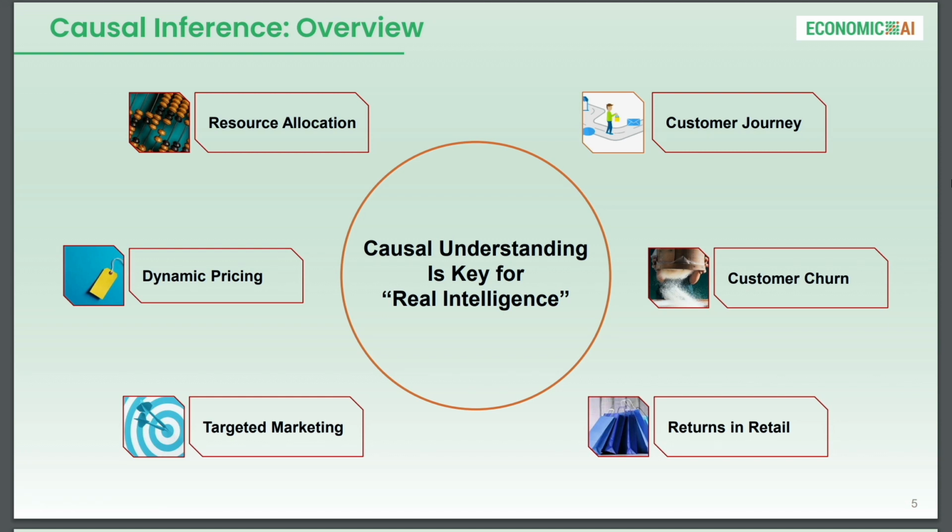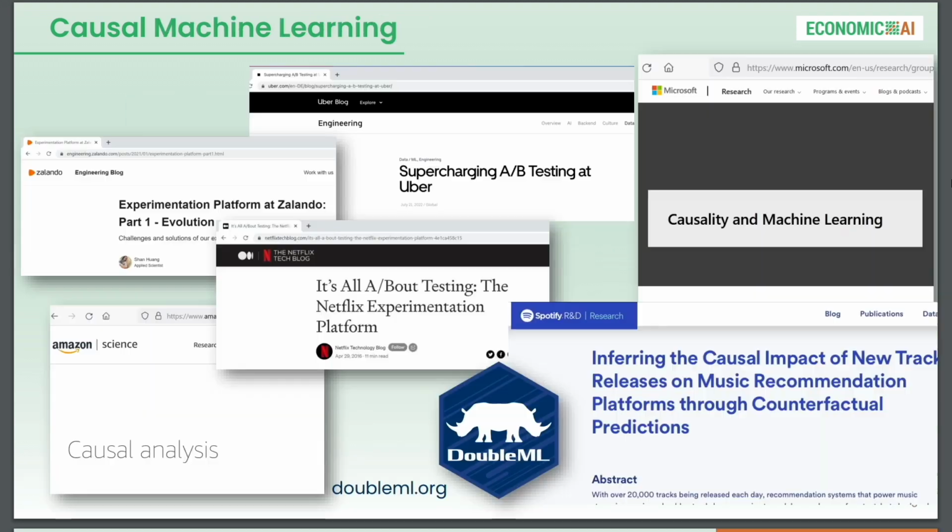One is resource allocation, if you want to decide in which marketing channels you should spend your budget. Dynamic pricing is an important example. Targeted marketing. Customer journey. Heinrich will later present a case study where we show how this causal machine learning, causal AI can be used for customer journey improvement. And another example I've not listed, where we've worked recently, is production optimization. So how you can use causal models to improve production processes.